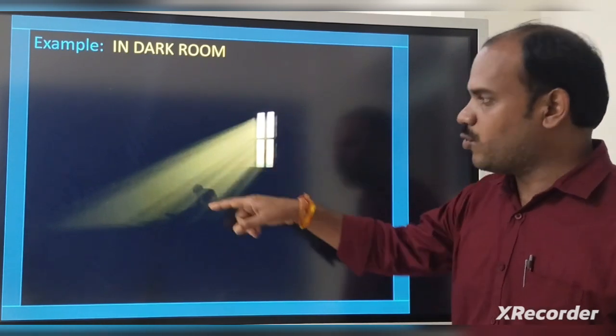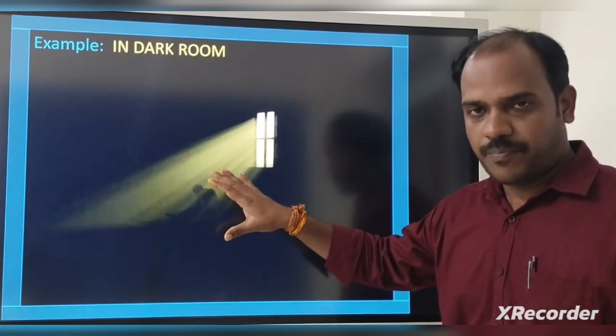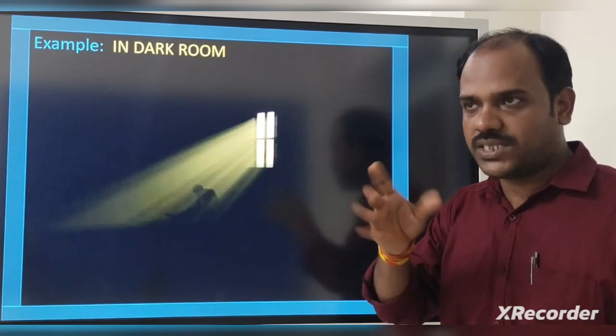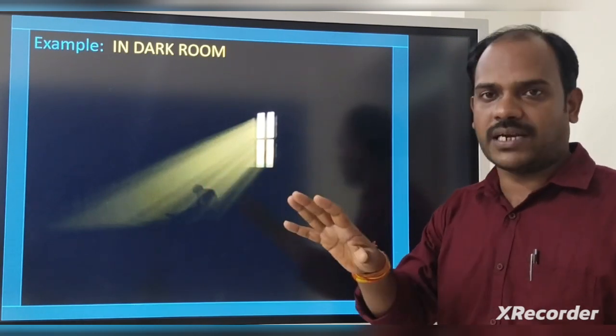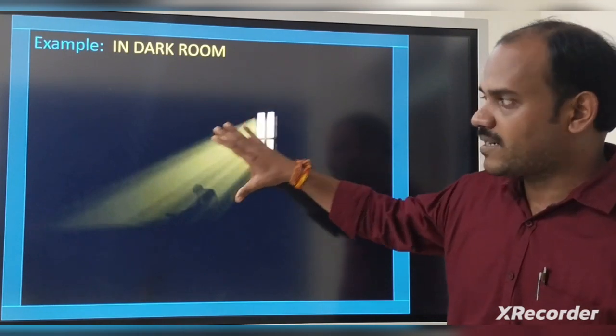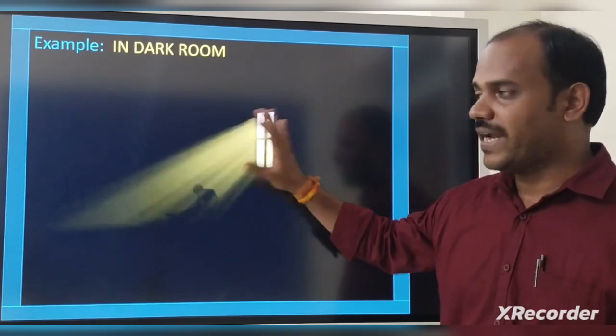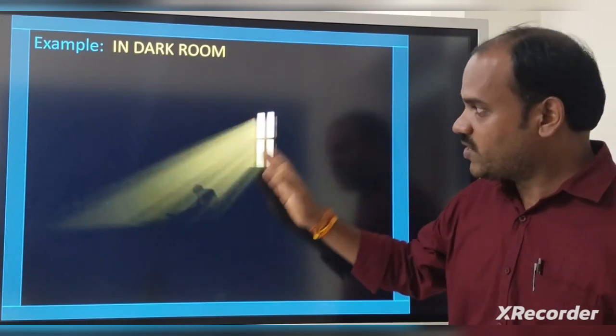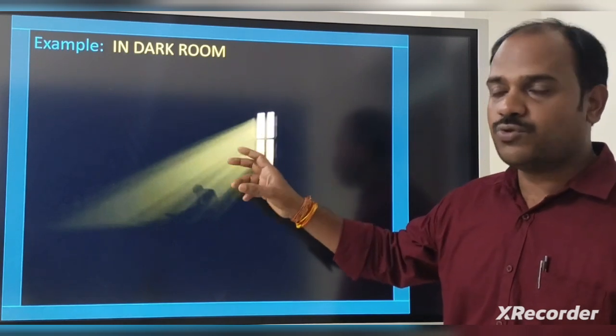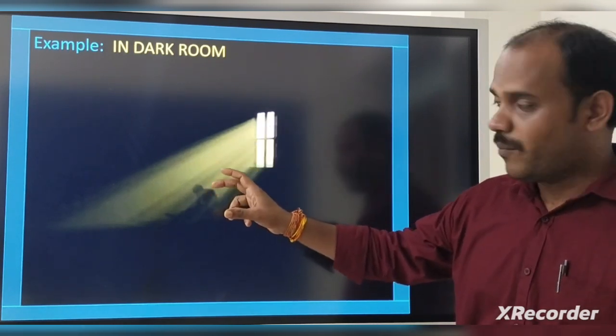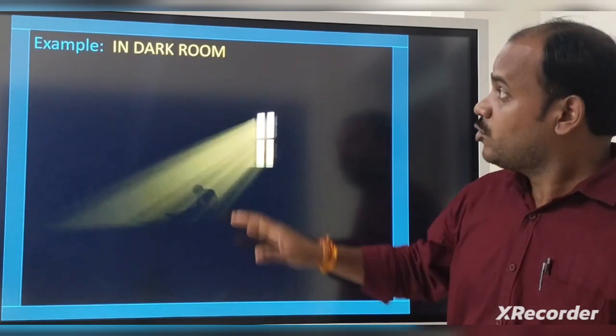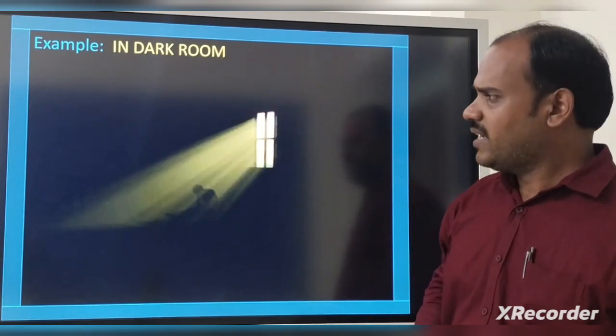Because in the room, dust particles are present. We are not able to see the dust particles in normal conditions. But as the light enters the room, the path of light becomes visible. So this visibility is due to the scattering of light by the dust particles. So this is the Tyndall effect.